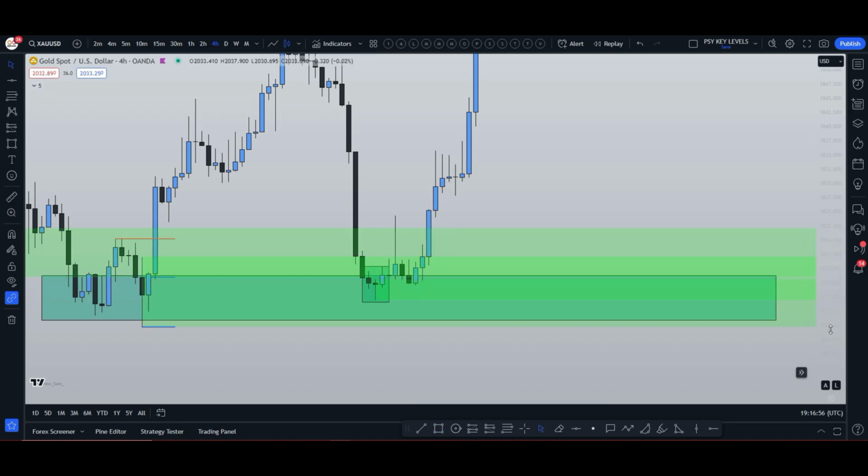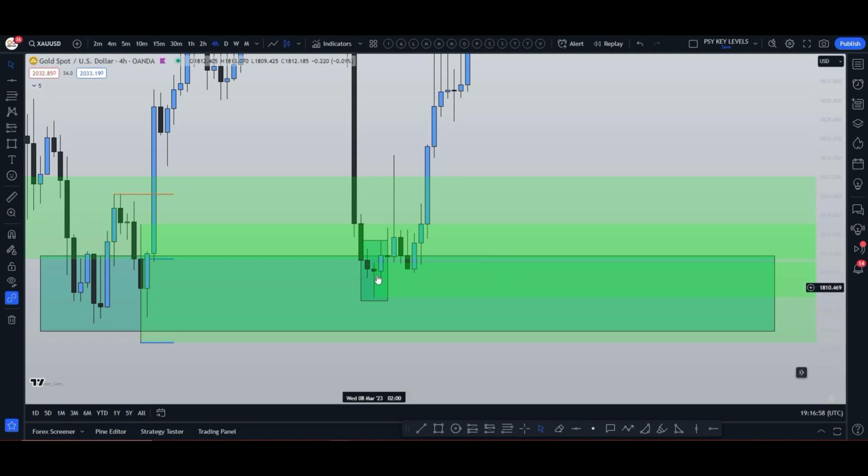There's a morning star here, a long wick rejection candle here. Sellers try to take some control, it didn't work out. Buyers pushed the price back up, which caused this long wick rejection, and you got this, not the best version, but a strong morning star.